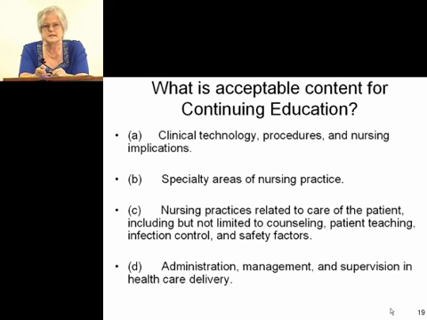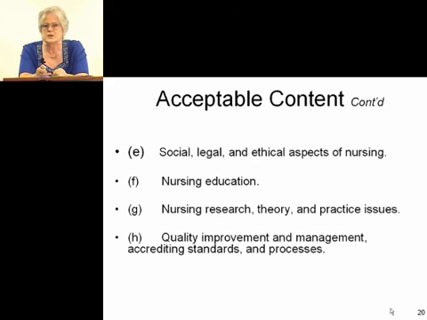What is acceptable content for continuing education? It includes a variety of things, including clinical technology, procedures, and nursing implications, specialty areas of nursing practices related to the care of the patient, included but not limited to counseling, patient teaching, infection control, and safety factors. It includes administration, management, and supervision and healthcare delivery. It includes the social, legal, and ethical aspects of nursing, nursing education, nursing research, theory, and practice issues, quality improvement in management, accrediting standards, and processes.